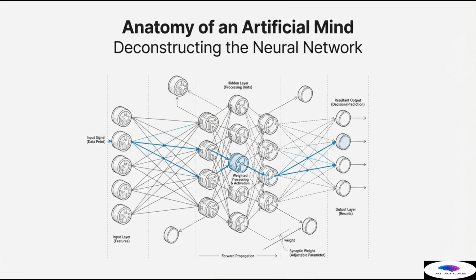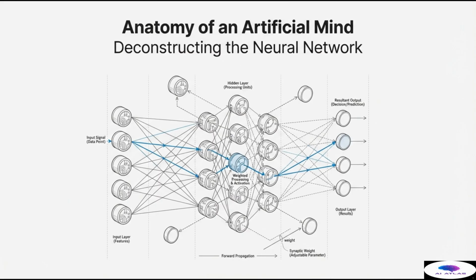Notice the lines connecting the neurons. These are the synaptic weights. Every connection has an associated weight, which is an adjustable parameter the network uses to learn. It determines how important one neuron's output is to the next neuron's input. The calculation within each neuron involves weighted processing and activation, summing up all the weighted inputs it receives and then applying a mathematical function to decide its output.